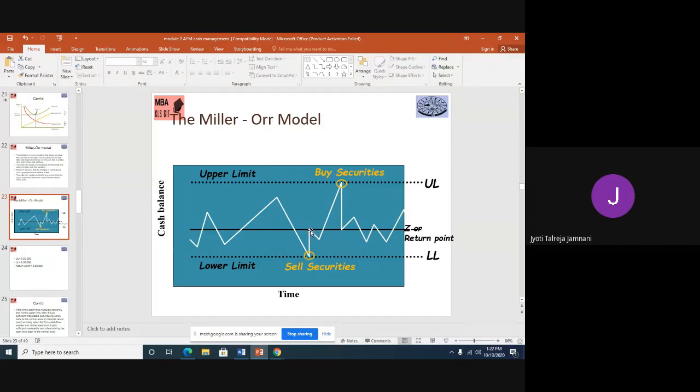So I will not come back to Z every day. Only when I touch the upper limit, I will invest money, buy securities and come back to Z. Only when I touch the lower limit, I will sell securities, get money and come back to Z. Till I don't touch those limits, whatever cash I have, with that I am running my business. This is the Miller-Orr model.